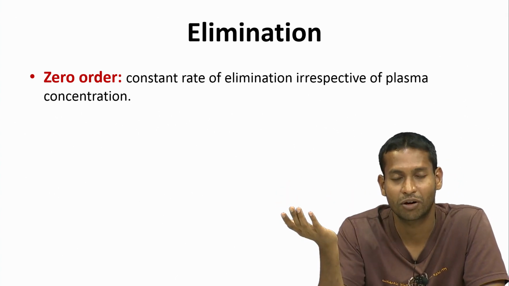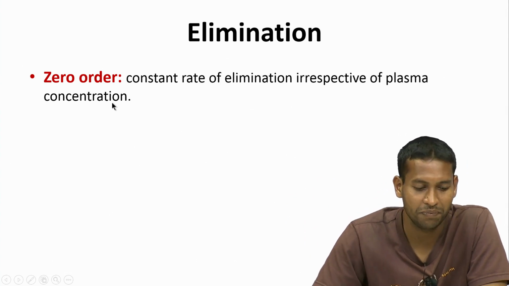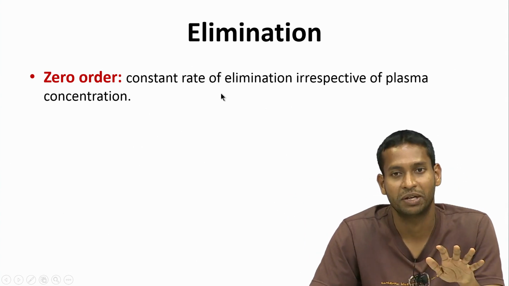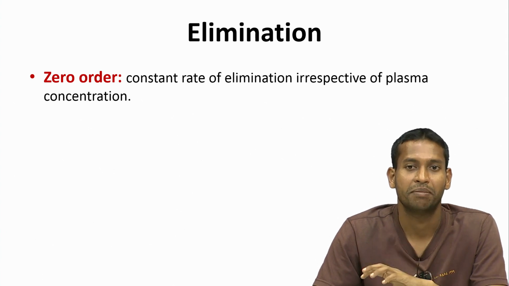So that is why it is very important to know at what rate it is building up as well as eliminating from the body, and there are some kinetics that are defined, and zero order is one of them. When we say zero order, it essentially means that it is a constant rate of elimination. So no matter what is the drug concentration in the serum, it will eliminate at a constant rate.